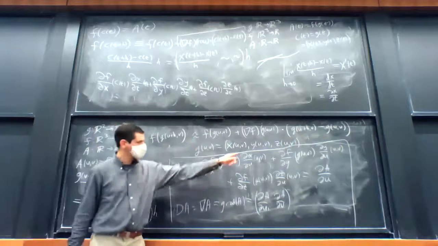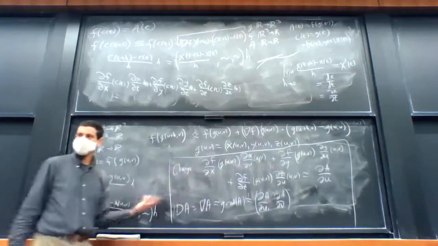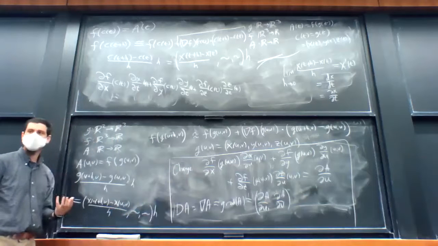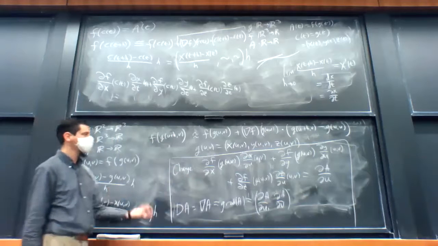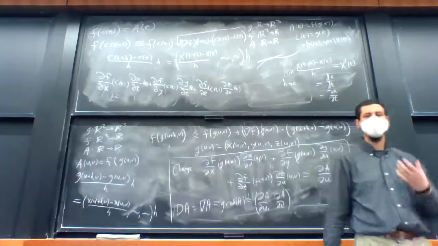Can I just cancel the dx's? No. In fact, I deliberately chose this problem because f has 3 inputs, not 2. It makes no sense to talk about the partial of f with respect to u. f doesn't have just 2 inputs, it has 3 inputs.